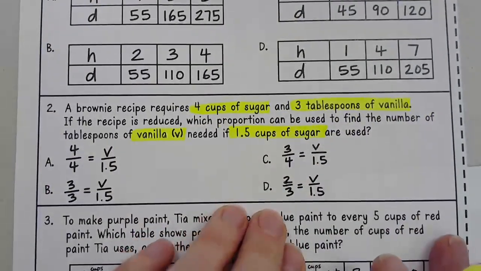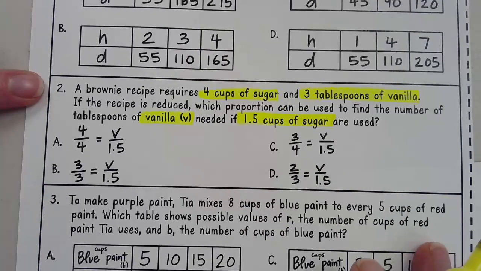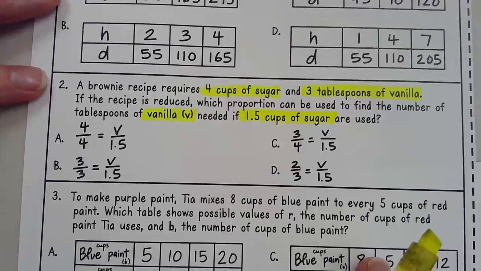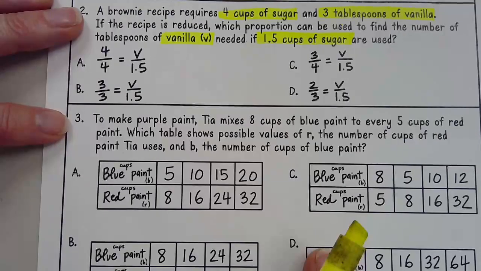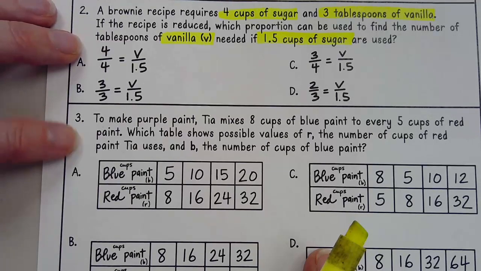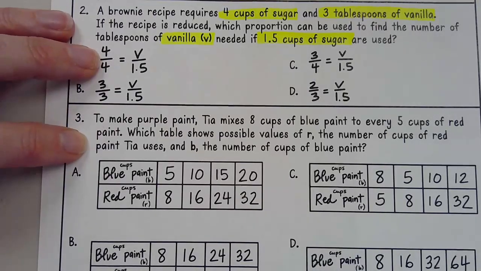So we're trying to set up a proportion so we can find that missing amount. When you look at number 2, make sure that the information you know is included in your proportion. And finally, for number 3, it says, to make purple paint, Tia mixes 8 cups of blue paint to every 5 cups of red paint. Which table shows possible values of R, the number of cups of red paint, that Tia uses, and B, the number of cups of blue paint?